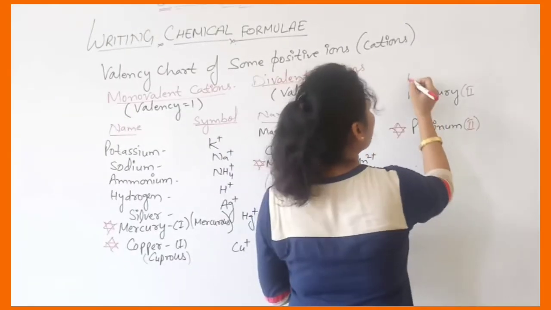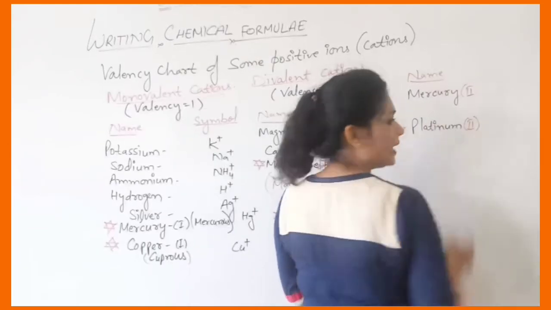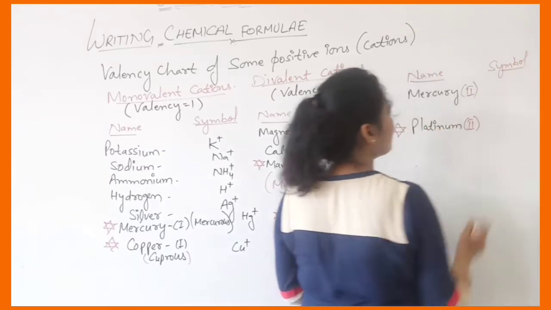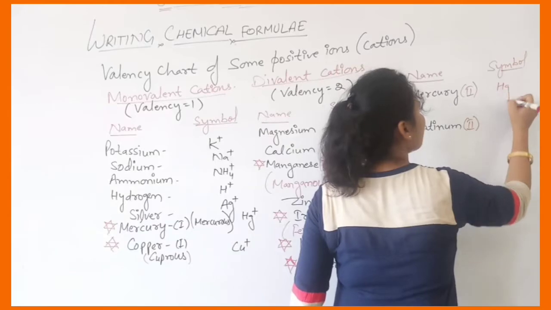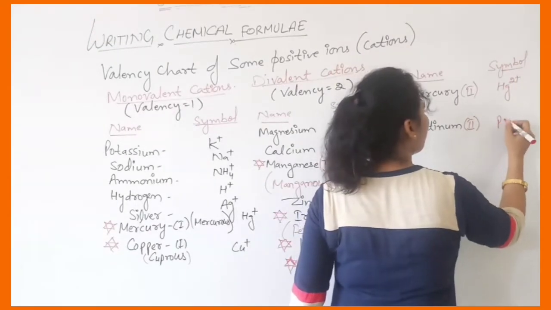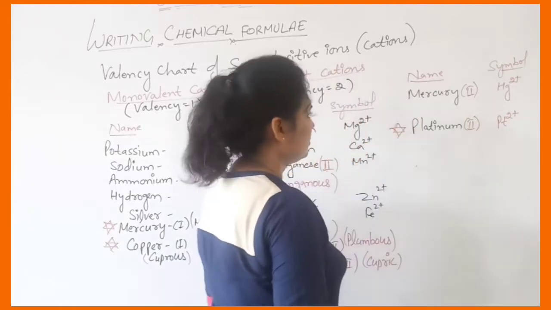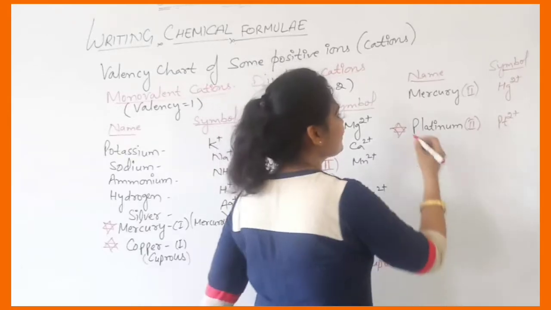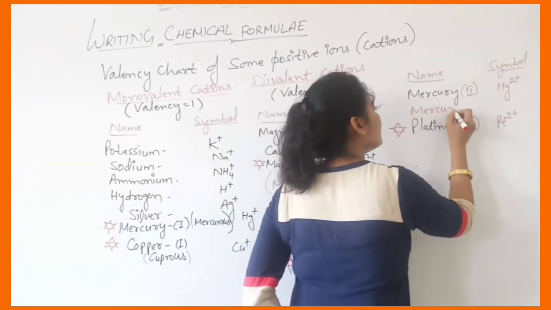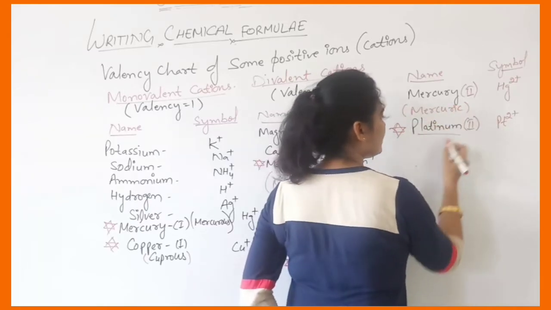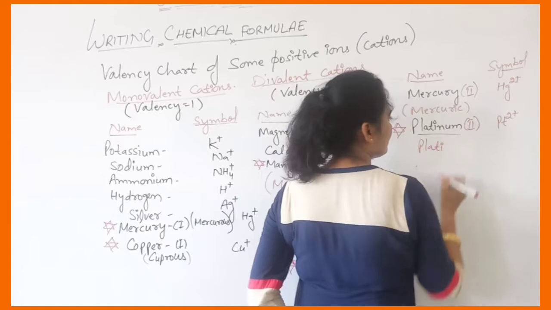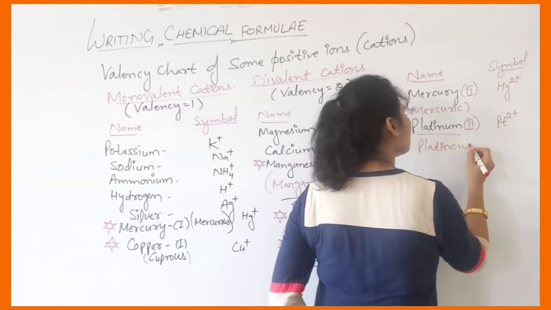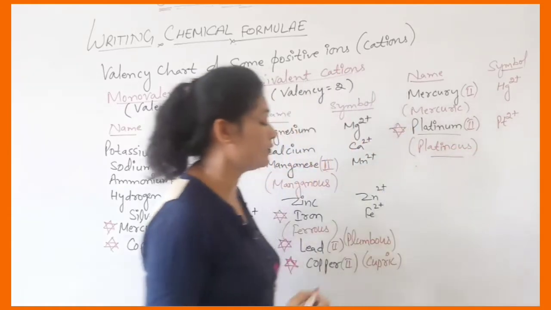And here name of the element, here we will write symbol of the element. Okay. So mercury symbol Hg 2 positive and platinum Pt 2 positive. Okay. Now the name of this ion is mercuric ion, and this one platinous. Okay, platinous ion for the platinum.